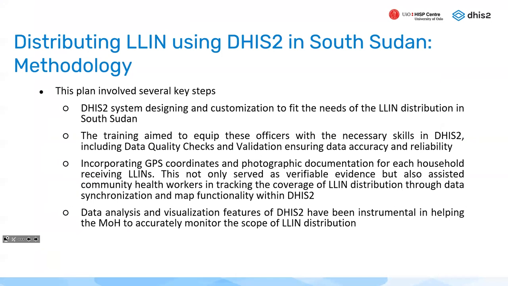The system was designed and customized to fit the needs of the LLIN distribution in South Sudan. The training was to equip the users with features of data quality, data screening, and all this. Some of the program rules were activated in the system to start screening outliers and data that have problems. And GPS was incorporated because it is one of the requirements from the donor that, at the end of the distribution, they will sample 5% of the total households that have received the net, and therefore they need the geo-coordinates of these locations. So the GPS functionality was activated to capture the GPS of the households that received nets.